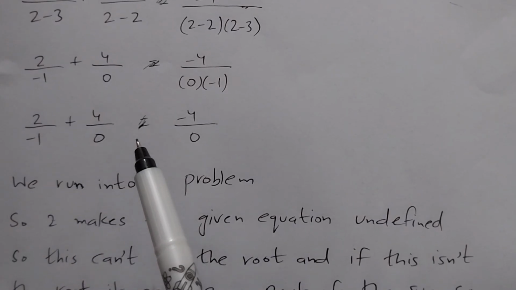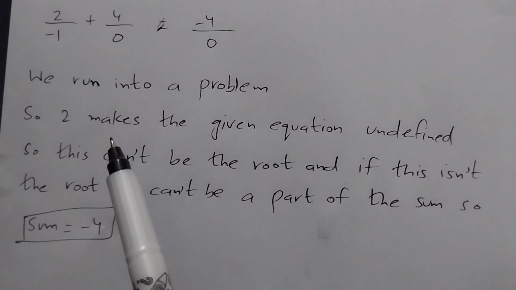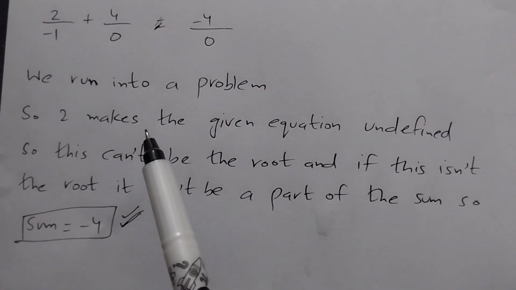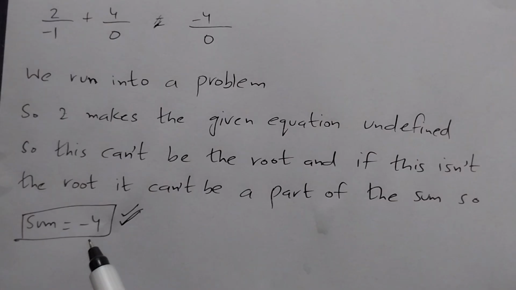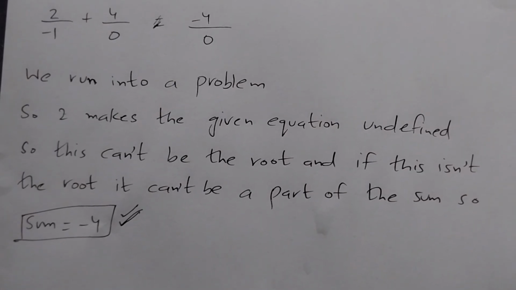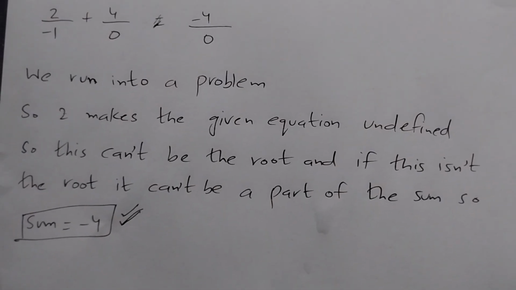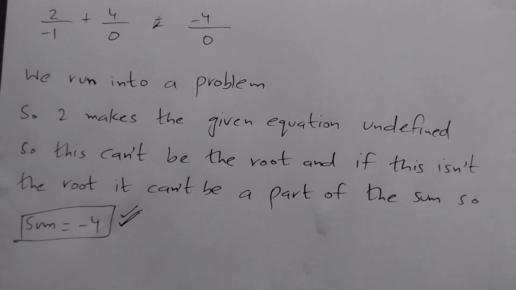So if this is not our root, that means that this can't be counted in the sum, and so we have only one root which satisfies our given equation, and that is -4. So the required sum is -4. So what does this tell us? This tells us that whenever we have an equation which is reducible to a quadratic equation, it is not necessary that the roots of the quadratic equation which we got from our original equation must satisfy our original equation.